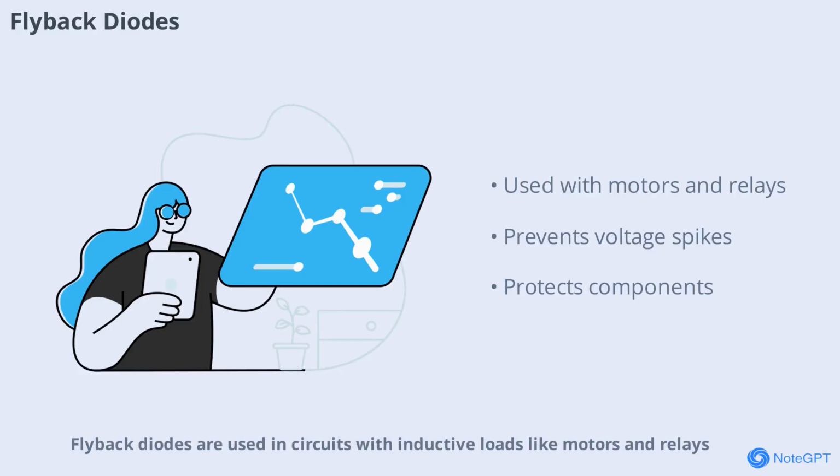Flyback diodes are used in circuits with inductive loads like motors and relays. When the current is suddenly switched off, the diode provides a path for the current, preventing voltage spikes that could damage other components. This is crucial for the safe operation of many electromechanical systems.